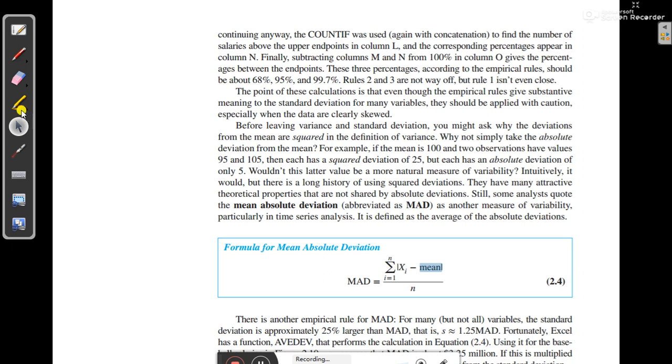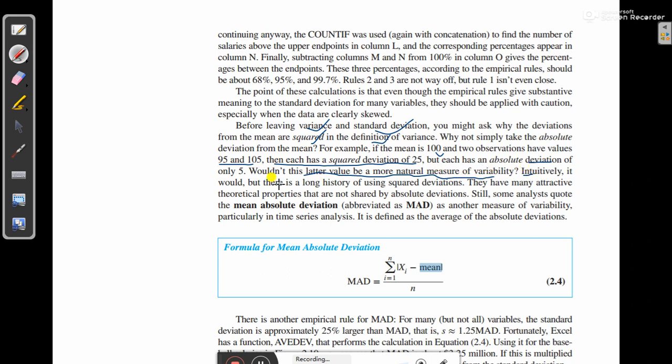So here again you can see, before leaving variance and standard deviation, you might ask why deviations from the mean are squared in the definition of variance. Why not simply take the absolute deviation from the mean? For example, if the mean is 100 and two observations have values 95 and 105, then each has a squared deviation of 25, but each has an absolute deviation of 5. Wouldn't this latter value be a more natural measure of variability?